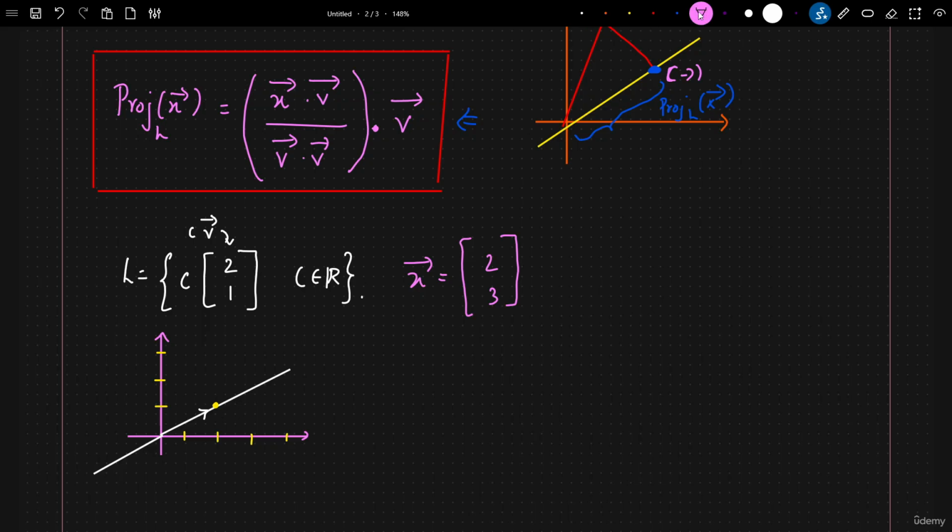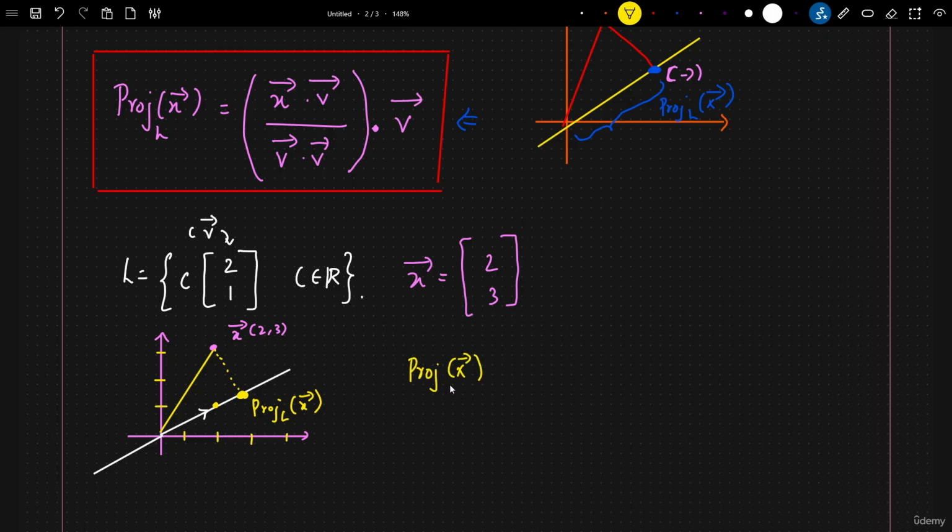I will also be talking about this 2, 3 point. So where does the x vector fall? There's 2 and this is 3. So the x vector is over here, denoted by 2, 3. This is the vector that we have with respect to x. Now my main aim is to do the projection. I need to find this new point, which is the projection of the x vector on L. In order to compute this, let's use the formula.